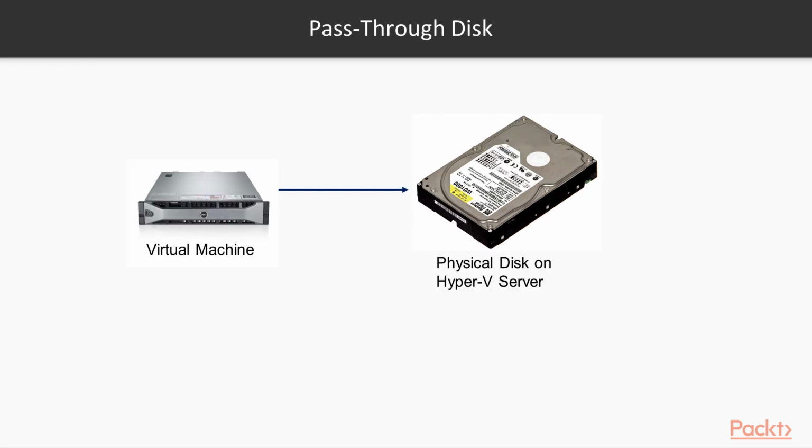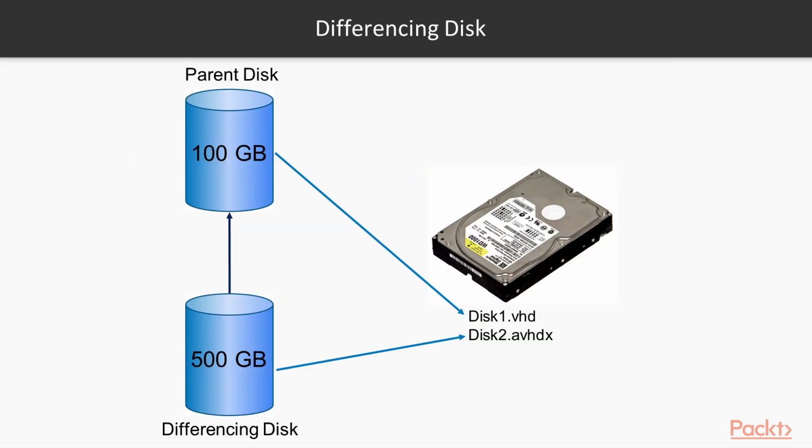Pass-through disks provide direct access to a physical disk or an iSCSI logical unit number. In some cases, this type of disk can provide better performance, but generally the performance is only slightly better than fixed disks. Differencing disks are a dynamically expanding disk that are typically used by a virtual machine along with a read-only parent disk. The parent disk, at a minimum, contains an operating system.